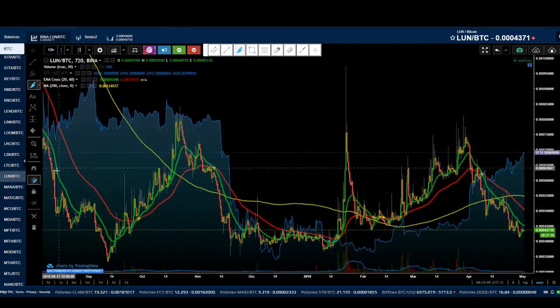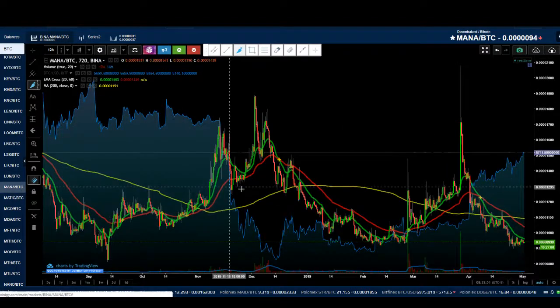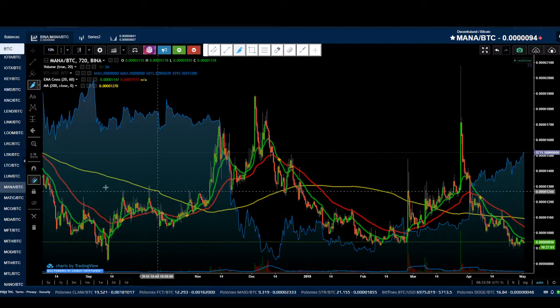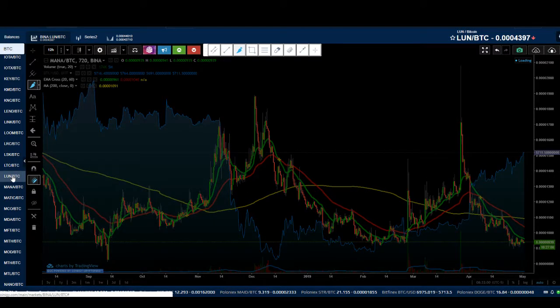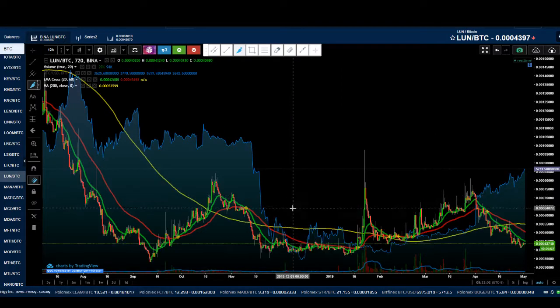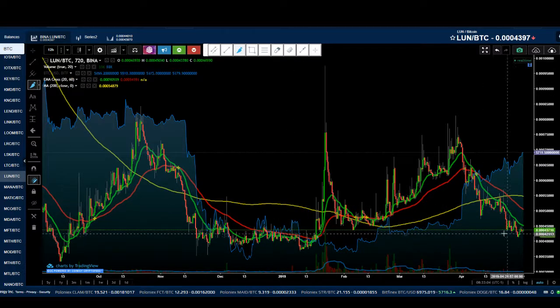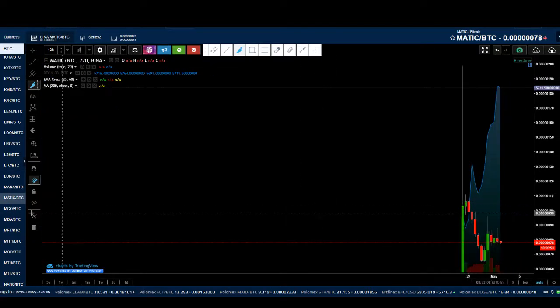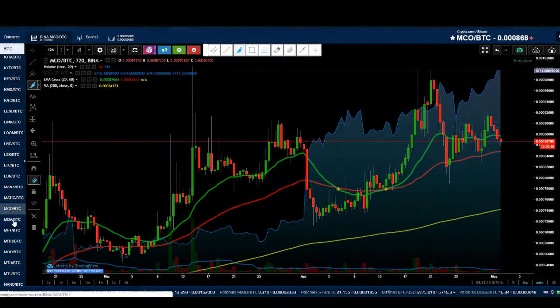Loon is a near fail, not setting up for anything. Mana, I'm having a lot more respect for. I like this chart pattern. It's at near fail territories, however. Loon, didn't I just say that was near fail? I got it marked as a pass. Okay, I'll leave it as a pass, but there's another fudge. Close one. Matic, who knows, sort of neutral.